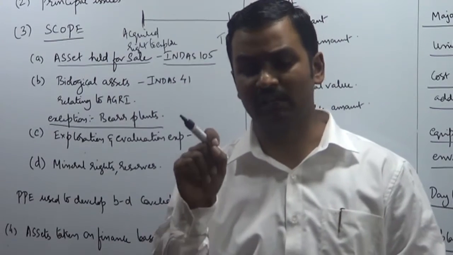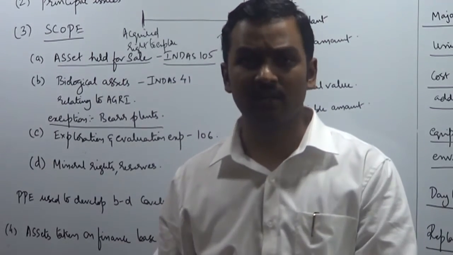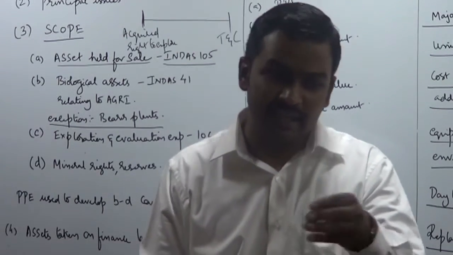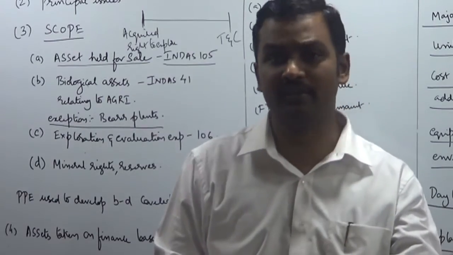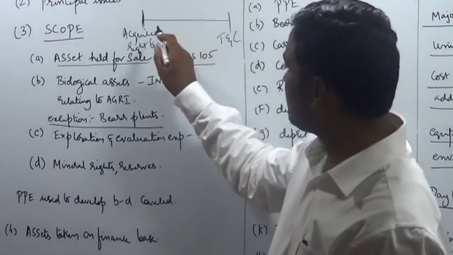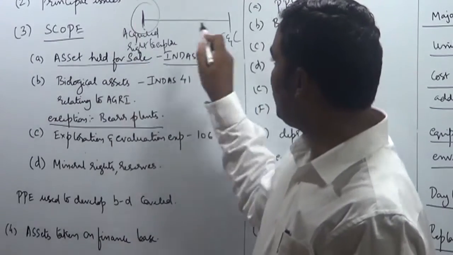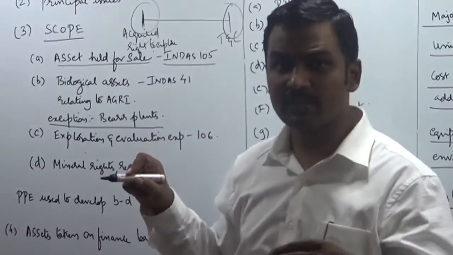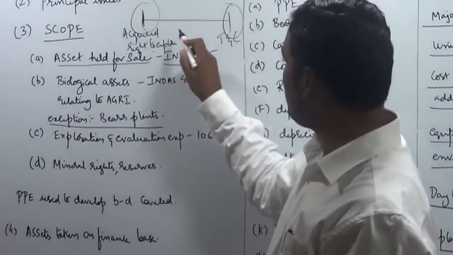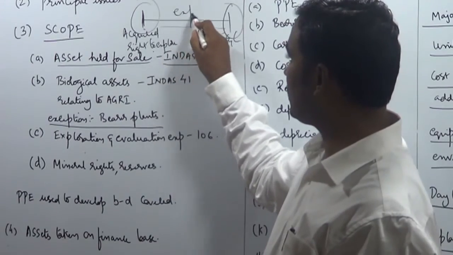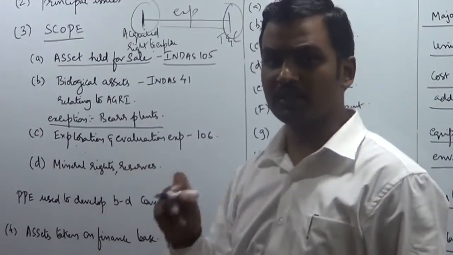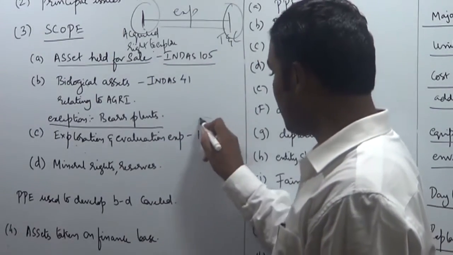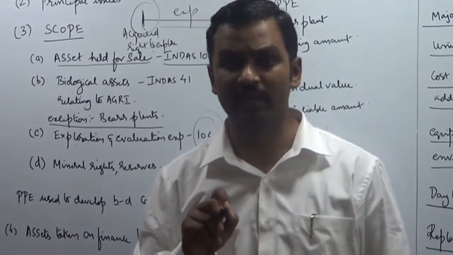So exploration and evaluation activities are aimed at searching for deposits of coal, oil, gas. Apart from that, they also have to determine technical feasibility and commercial viability of extracting coal. So the expenditure incurred by such companies between these two dates, the date on which they acquire right to explore and the date on which technical and commercial viability is demonstrated, whatever expenditure is incurred between these dates is called exploration and evaluation expenditure. Accounting treatment for such expenditure is covered by Ind AS 106. It is not covered by this standard.